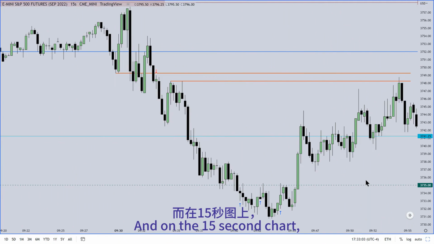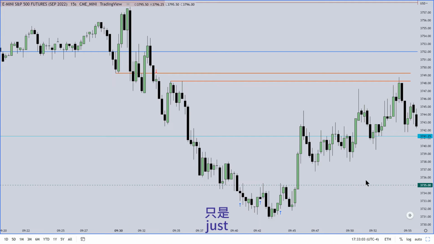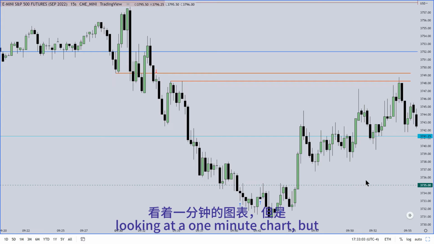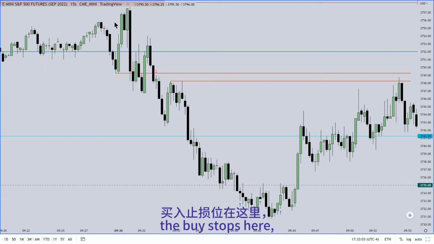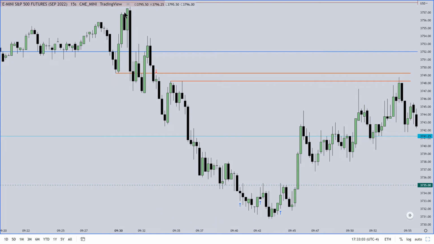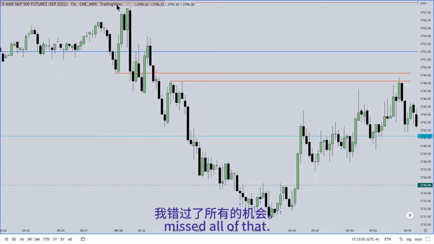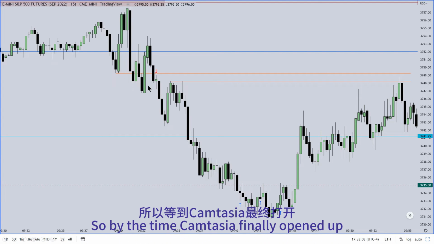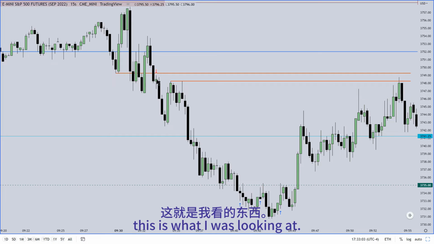Right, and on the 15-second chart, this is what I was looking at in my own charts. Not just looking at a 1-minute chart, but because I missed the entry taking the buy stops here, because I missed the entry on the fair value gap on the 2-minute chart when it hits here. I missed all of that. So by the time Camtasia finally opened up and the recording started for me to share the execution, this is what I was looking at.